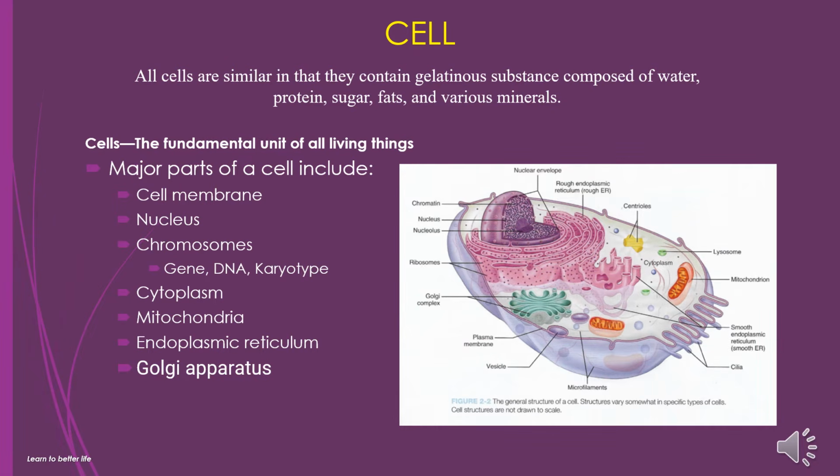Cell. All cells are similar in that they contain a gelatinous substance composed of water, protein, sugar, fats, and various minerals. The cell is the fundamental unit of all living things. Major parts of a cell include cell membrane, nucleus, chromosomes, gene DNA, karyotype, cytoplasm, mitochondria, endoplasmic reticulum, and Golgi apparatus.